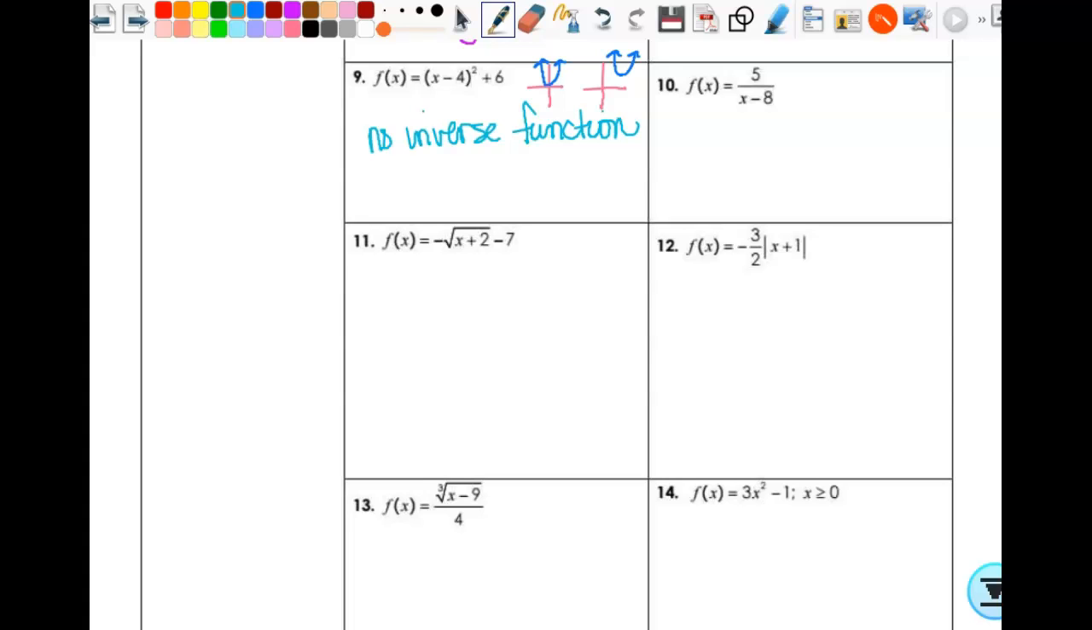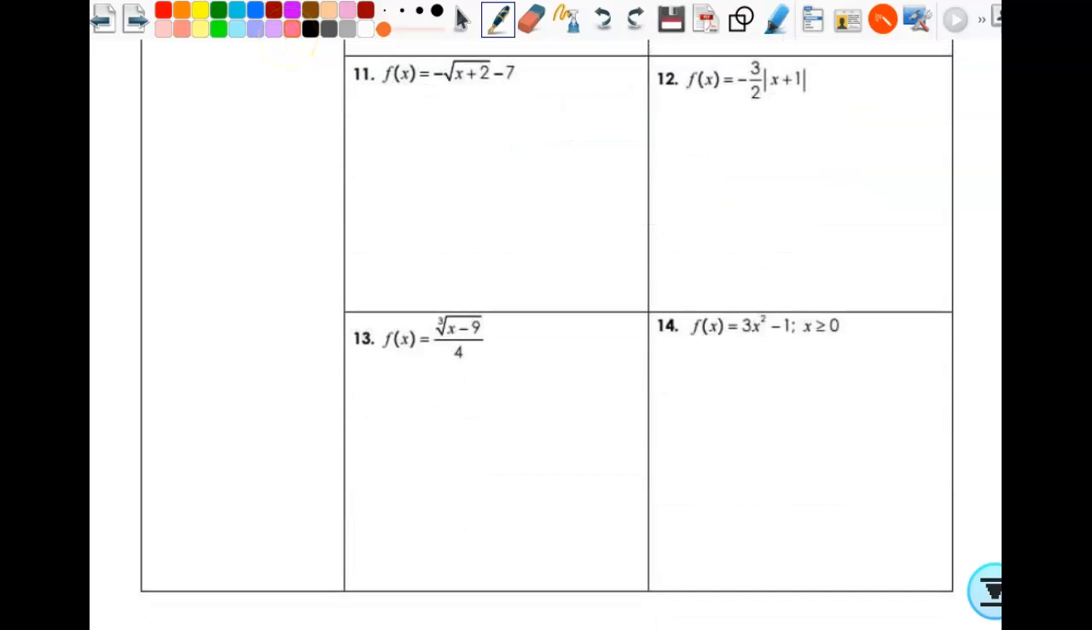Okay. And then we're going to skip number 10 because we haven't graphed those yet. We're going to move on to number 11. Okay, so this is a square root function. It looks something like that, right? My transformations: I reflect in x, move to the left 2, and down 7. So I'm just going to extend that some. If I move to the left 2 and down 7, and I reflect in the x-axis, it's going to look something like that.